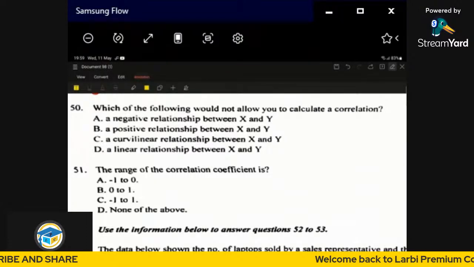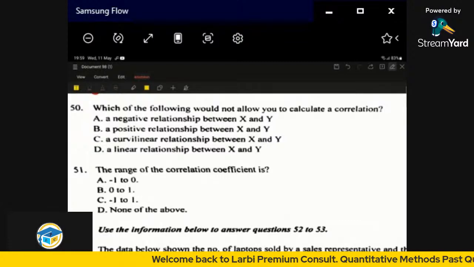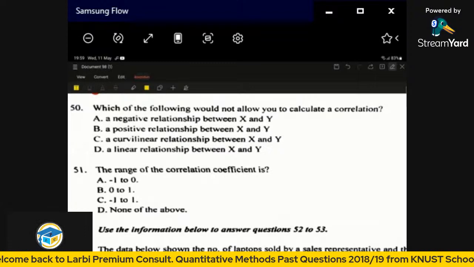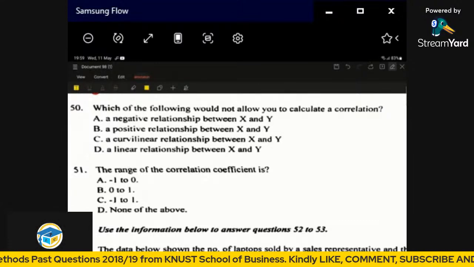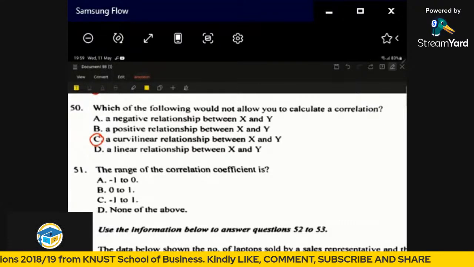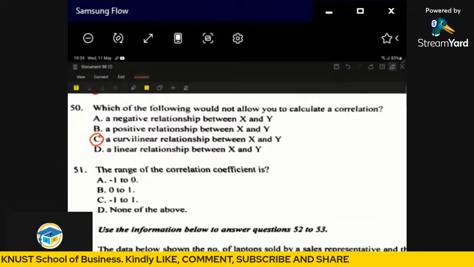So we can finally say that for us to calculate correlation, it should be either a negative, a positive, or a linear relation, but not a curvilinear one. For curvilinear, you can't determine a correlation between the two variables. Is that okay? So curvilinear means a curve, so we can use that one as a reference to the determination of correlation. I believe that is clear.